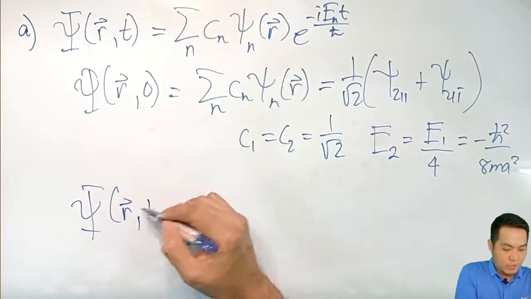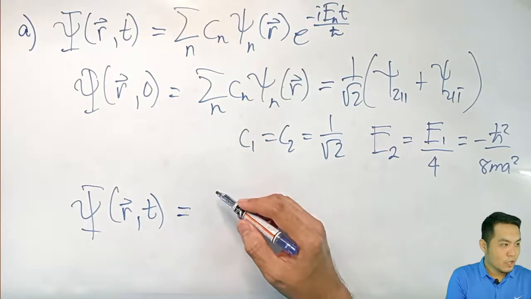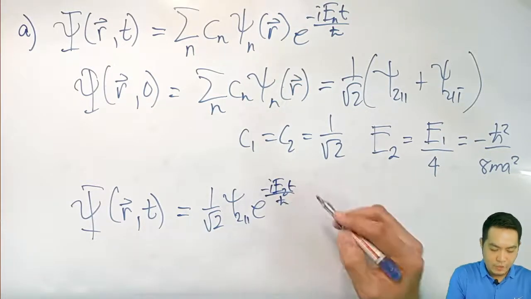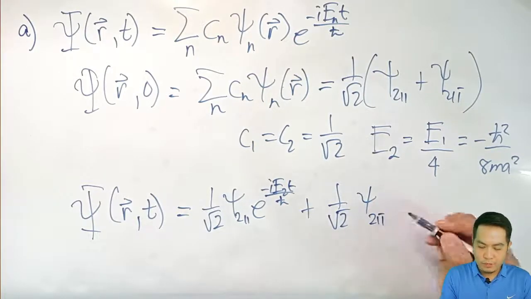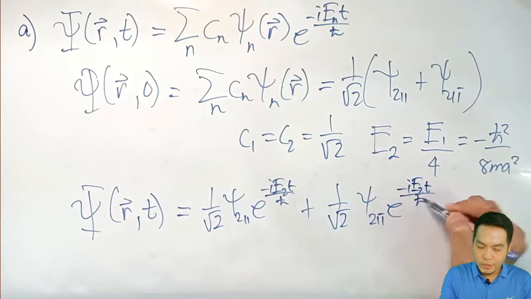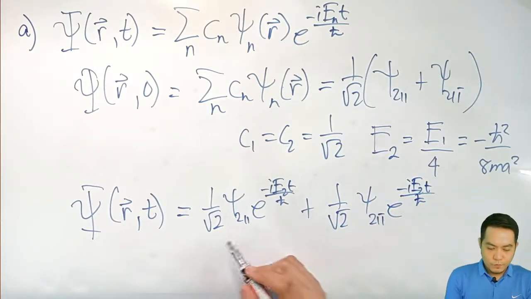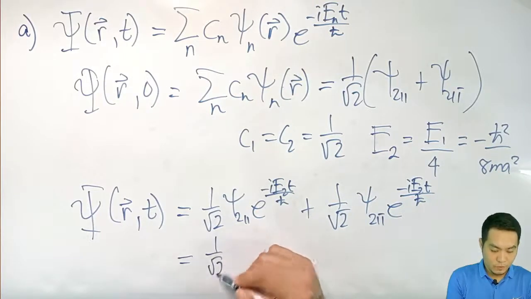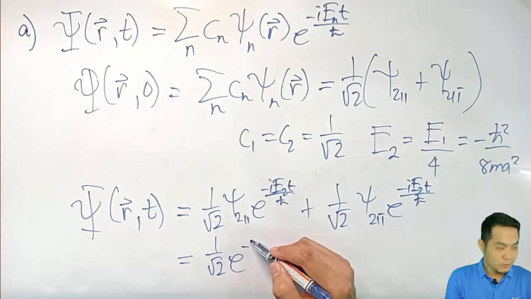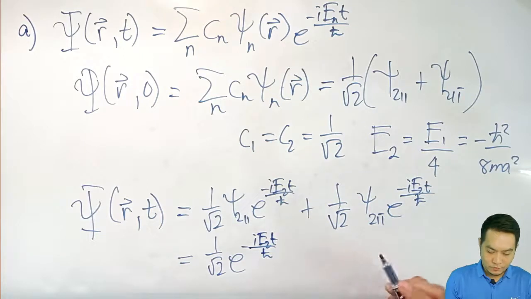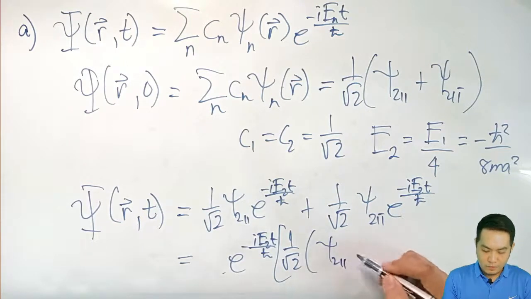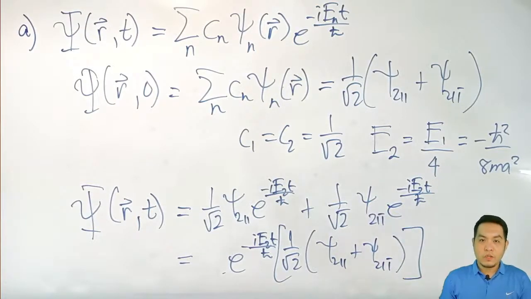So it's just a linear combination of these two. You will have 1 over square root of 2 psi 2 1 1 e to the negative i E2 t over h bar plus 1 over square root of 2 psi 2 1 negative 1, with the same energy E2 t over h bar. So factor out the common terms, 1 over square root of 2 and e to the negative i E2 t over h bar. You have psi 2 1 1 plus psi 2 1 negative 1. So this is actually just the initial wave function.